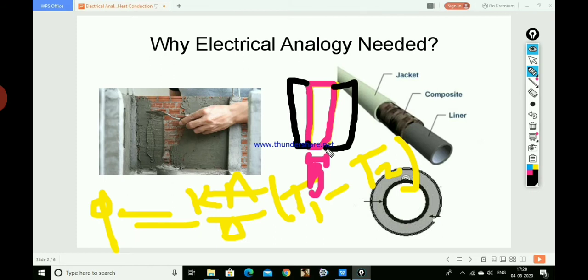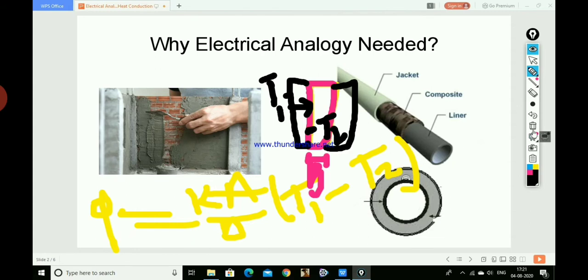So if we consider this is the brick, then this is the plaster and this side plaster. Now actually this Fourier's law is applicable only when we know the surface temperature. So if here we are having T1 and here T2, then across this wall we can calculate the value of Q by using Fourier's law. But for this composite structure, it's difficult to calculate the value of Q by using this law. That's why we are using the electrical analogy.